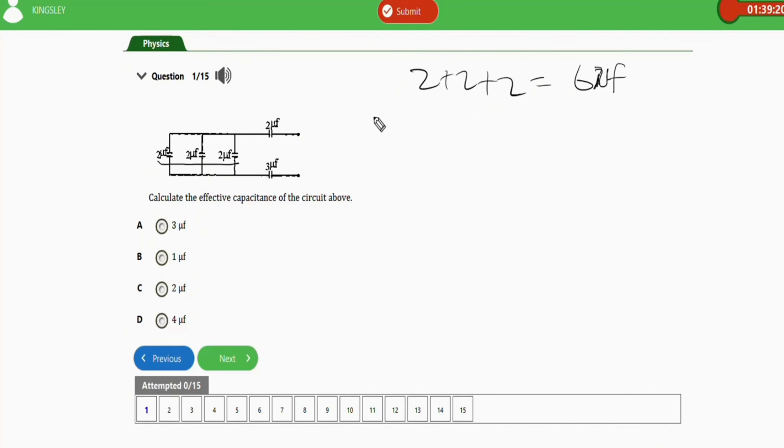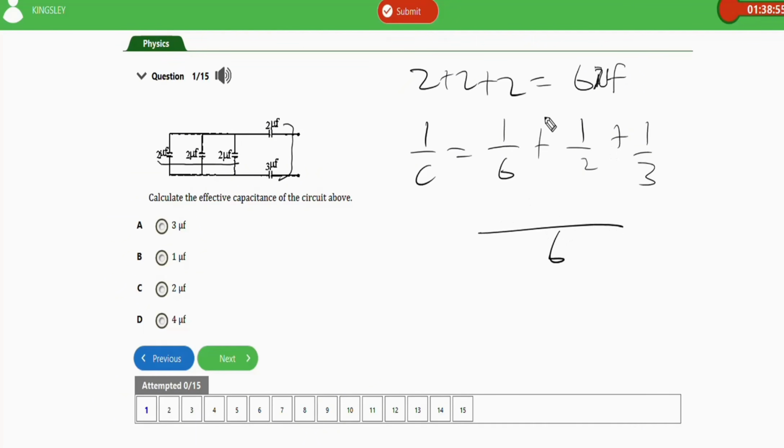Now, the next thing to do is that this 6 microfarad, these 2 microfarad and these 3 microfarad we have here, they are connected in series. So now that we have converted this parallel connection, it's going to be 1 over C equals, this is the formula for calculating capacitors connected in series. So 1 over C equals 1 over 6 plus 1 over 2 plus 1 over 3. The LCM is 6. So we're going to have 1 plus 3, 2 into 6 is 3 times 1 is 3, plus 2, 3 into 6 is 2, 2 times 1 is 2. So we have 6 over 6.